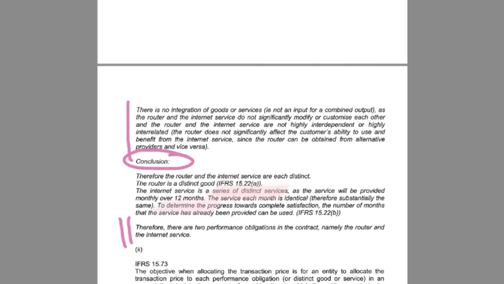And to determine the progress towards complete satisfaction of this specific performance obligation of the internet services, you can have a look at the number of months. Because you know it's a 12-month period. How many of the 12 months have already happened? So the question was identify the performance obligations in this question. The conclusion is there are two performance obligations.